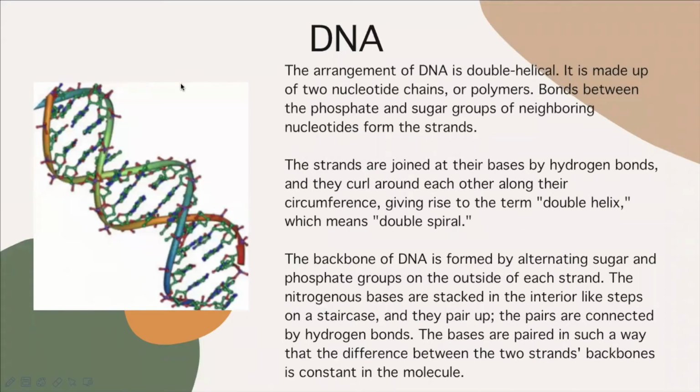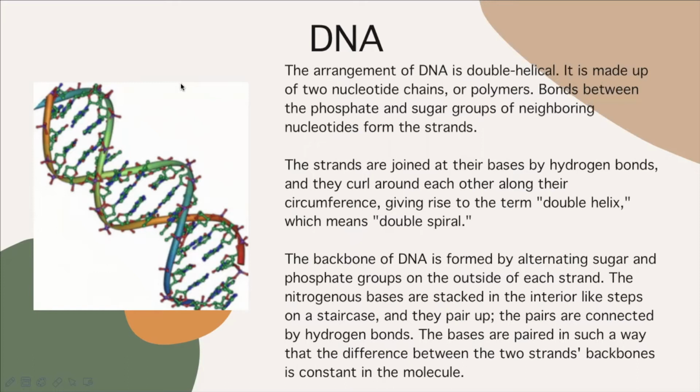DNA, deoxyribonucleic acid. The arrangement of DNA is a double helix. It is made up of two nucleotide chains or polymers bound between the phosphate and the sugar groups. Neighboring nucleotides form the strands. DNA is a very important molecule for not only humans but most other organisms as well.